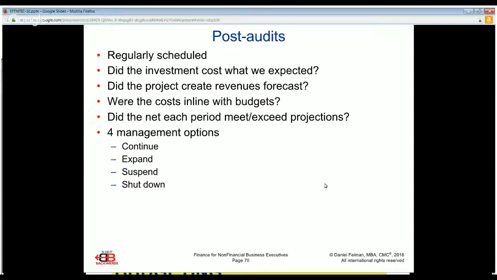If they are, we continue to manage the project. If costs are too high, what are we going to do? If cash flow is too low, what are we going to do?